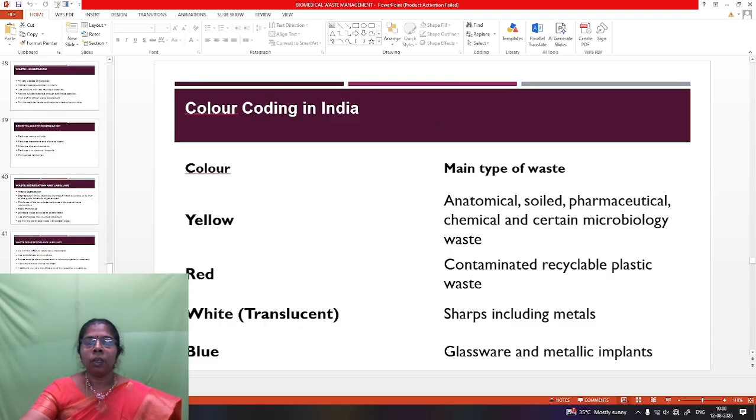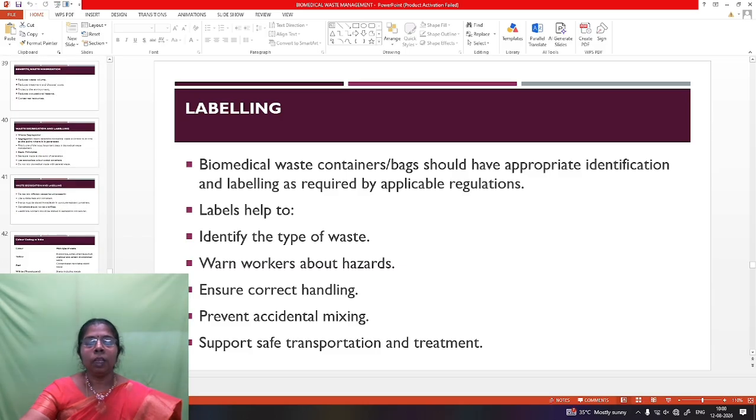So these are the color coding in India. Already discussed: yellow, red, white and blue. And next one is labeling of waste. In foreign countries, waste is transported from one place to another using transportation vehicles, and they follow some steps for the labeling. In India also they are doing it, and at the international level we are following this labeling method.